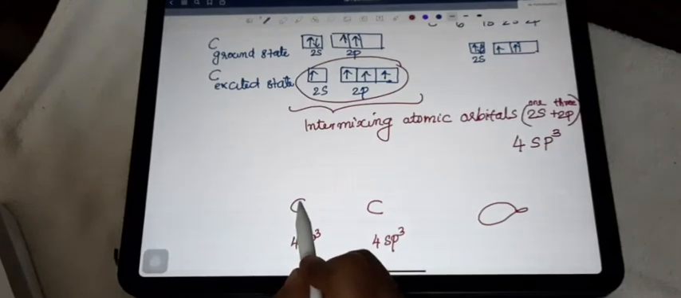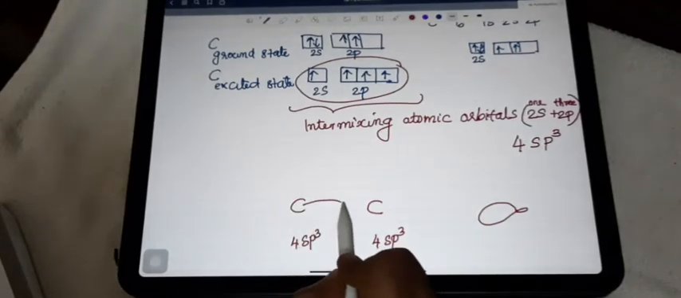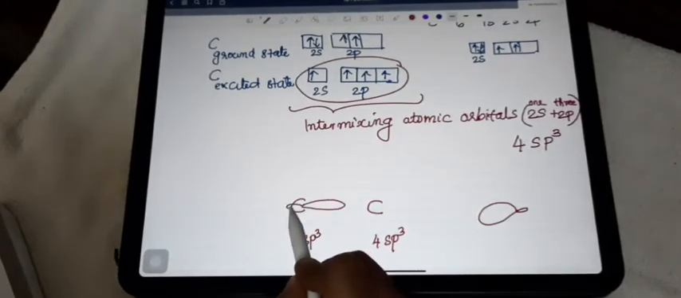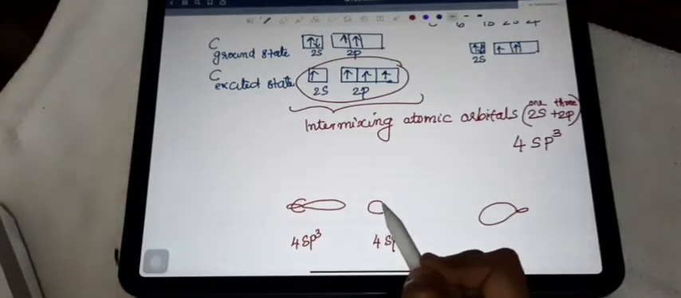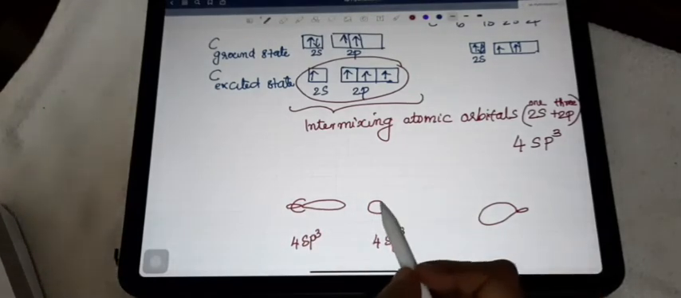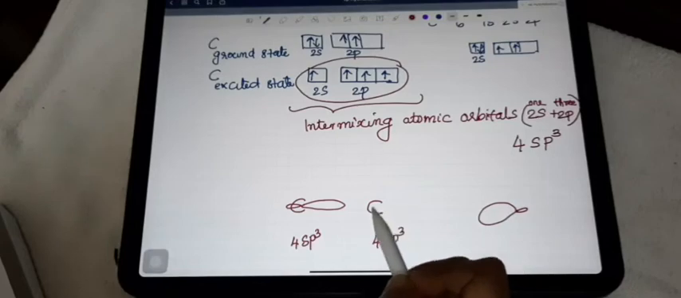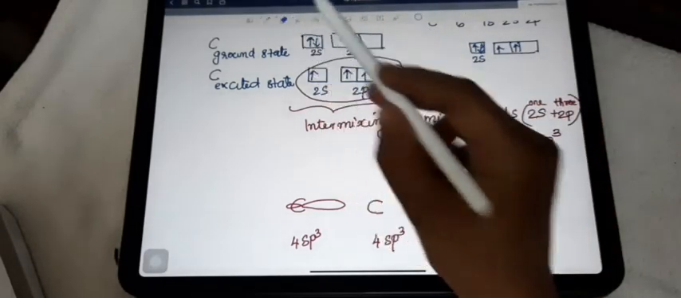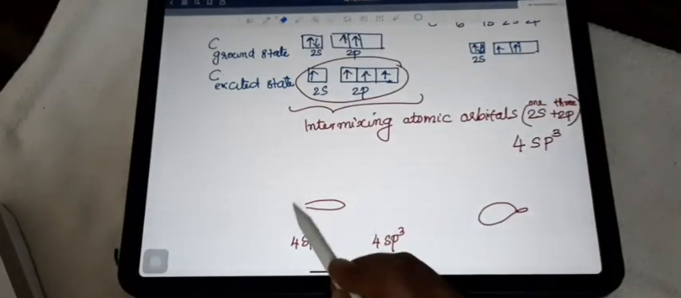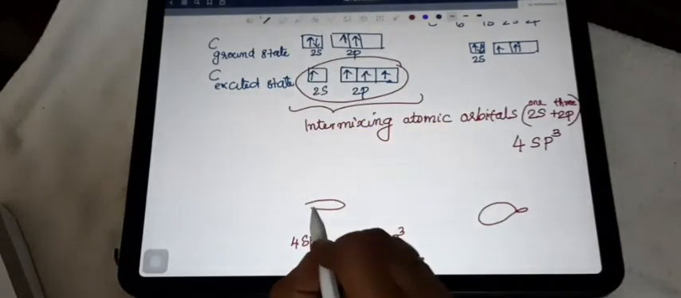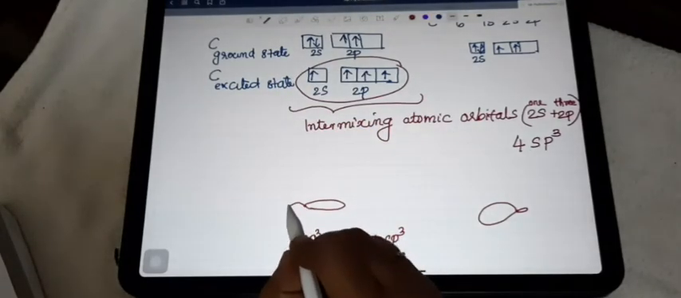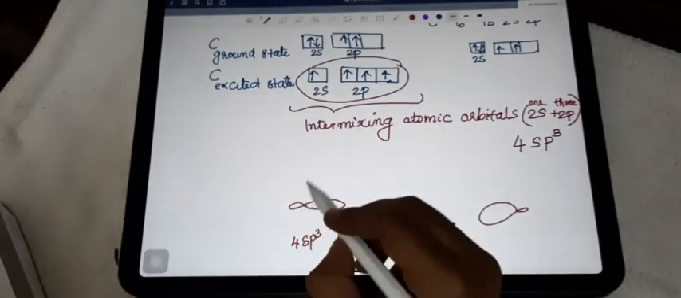4 sp3 hybrid orbitals we need to make now. Here, one sp3 hybrid orbital joins with the next carbon. Then, as I already told you, the central atom's name is not to be considered; it is not a necessary thing while drawing the picture. So here this is the first carbon. I am going to draw the hybrid orbitals now.